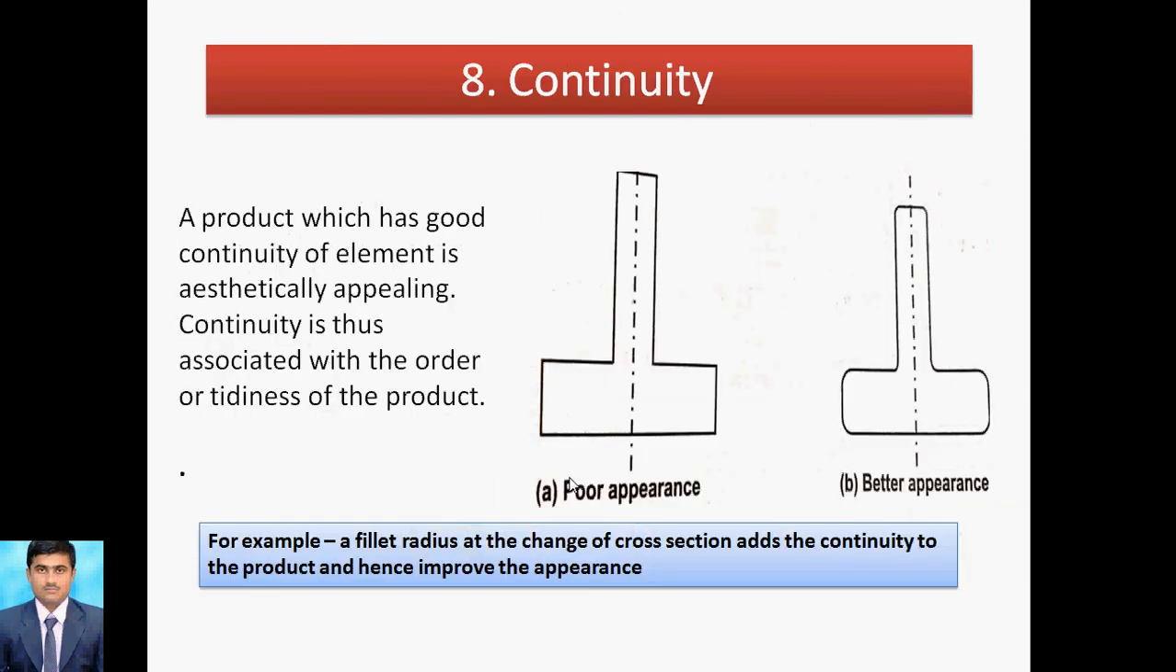The next is continuity. A product which has good continuity appeals to the aesthetics. There are two cases: one is poor appearance and the second is better appearance. Providing fillets and changing the cross section can add to the continuity effect as well as improve the appearance. So this is related with appearance, or I can say continuity.